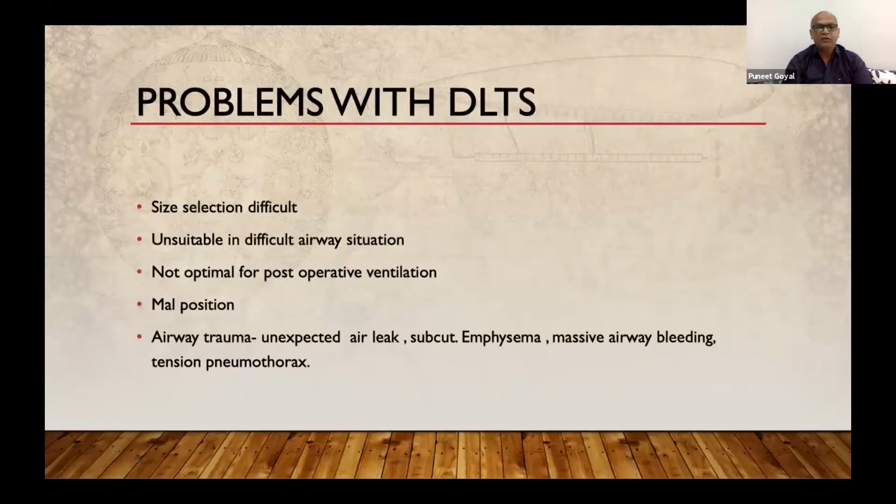Confirmation, I told you. Then the problems with DLTs are size selection. They are unsuitable in difficult airway situations. They are not optimal for post-operative ventilation, so one has to change to a single lumen tube. Malpositioning during the surgery, and airway trauma.